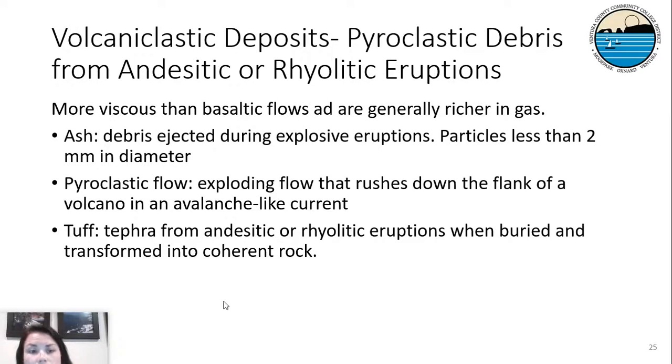Next is a pyroclastic flow, which is an exploding flow that rushes down the flank of a volcano in an avalanche-like current. And we have tuff, which is tephra from andesitic or rhyolitic eruptions when they're buried and then transformed into a coherent rock. So these are just masses of flow and eruption that come together as they cool and form a coherent rock.